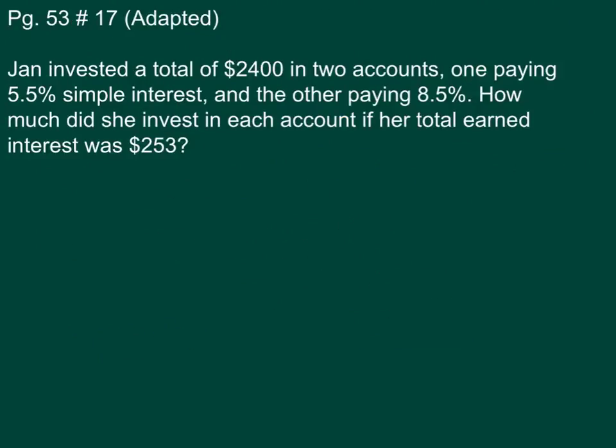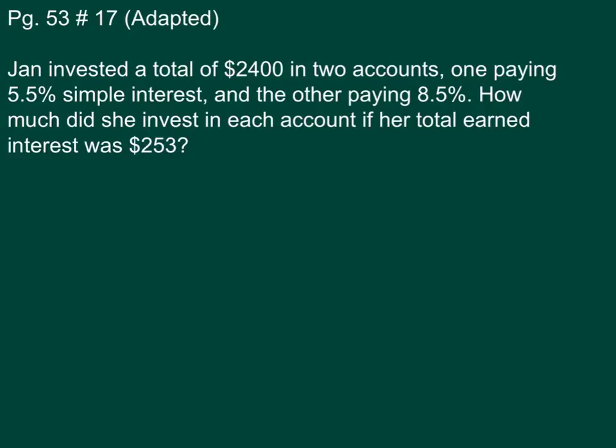All right, this next problem is an adapted problem. It's a little different than the way it's written in the book, but it comes from page 53, number 17. Jan invested a total of $2,400 in two accounts, one paying 5.5% simple interest and the other paying 8.5%. How much did she invest in each account if her total earned interest was $253?